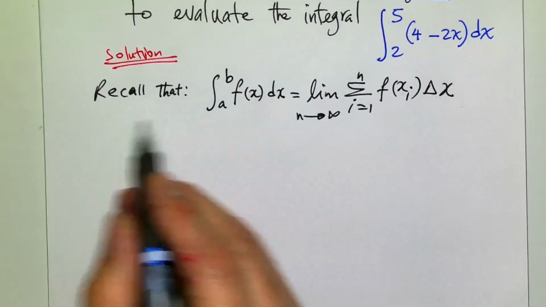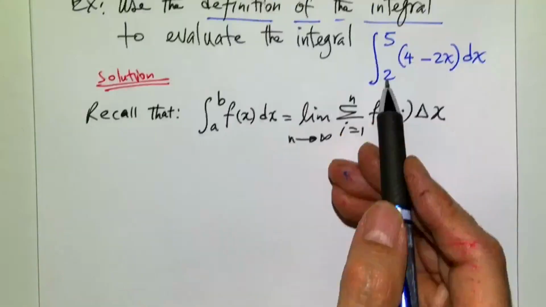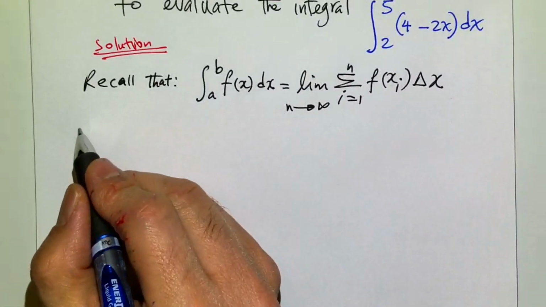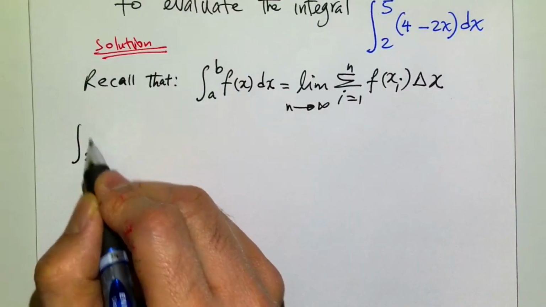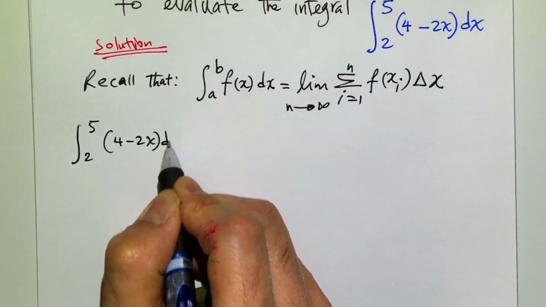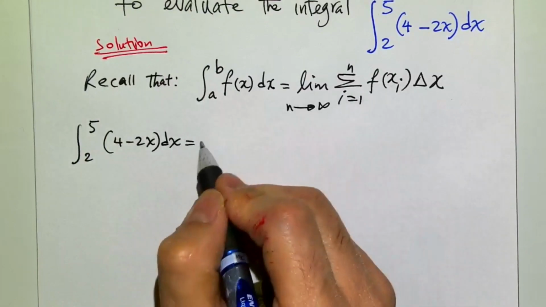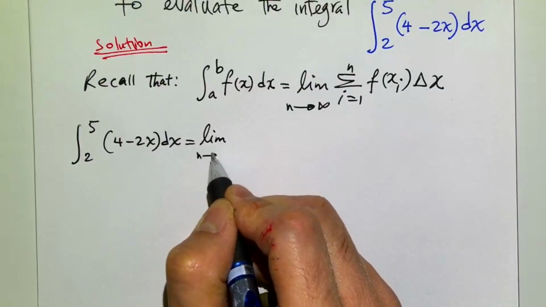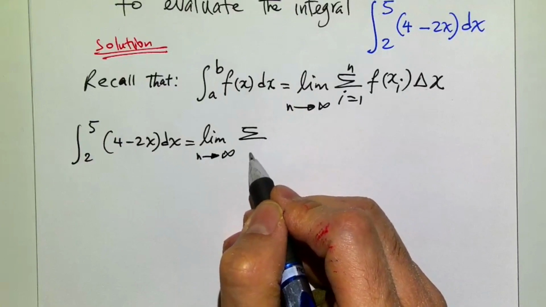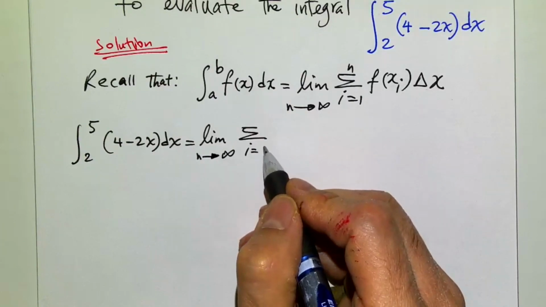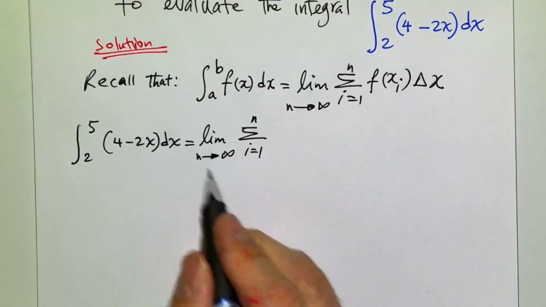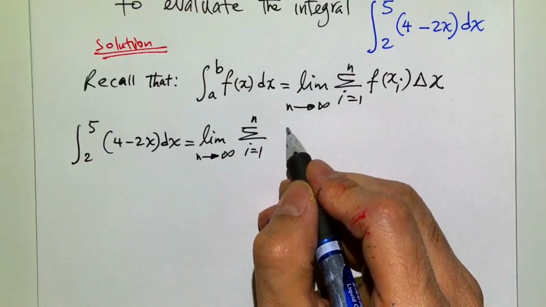So in this case, I'm going to recall that, and then on the left side we have that. So let's substitute it. We have the definite integral from 2 to 5 of 4 minus 2x dx equals all of that, and then the sum with i going from 1 to n. All right, that's that. And then f of x.